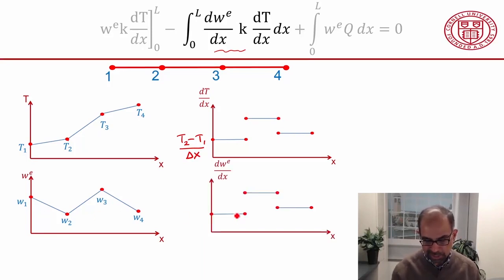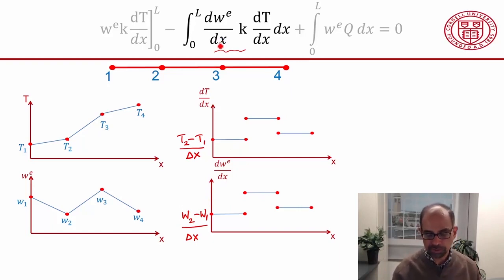And that's the derivative of the weighting function, and again that's going to be piecewise constant. For instance, this value here is going to be W2 minus W1 divided by that distance, which is delta x. And then I'll have to go and figure out what it is for the second element and so on. And then I need to plug these variations in here.